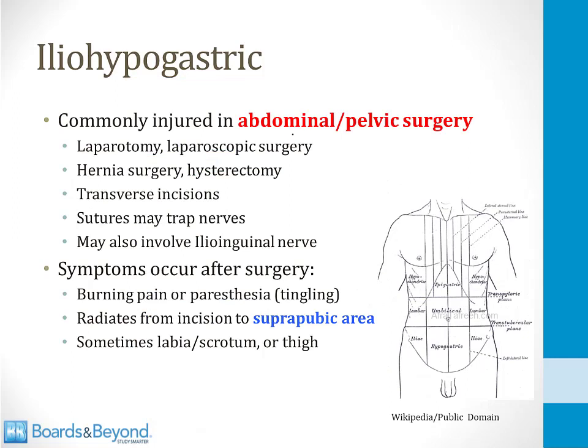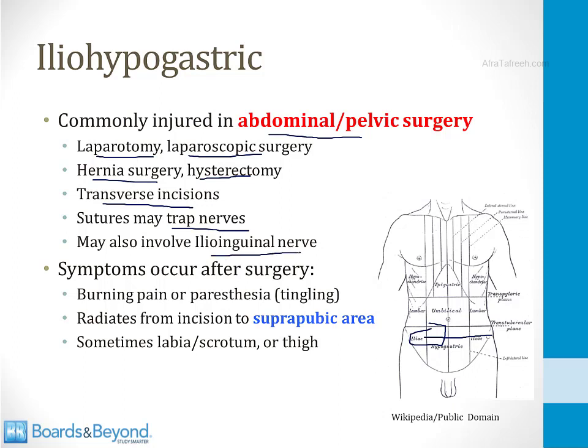This nerve is commonly injured in abdominal or pelvic surgical operations. For example, it can be injured in a laparotomy or a laparoscopic surgery. It can also be injured in hernia surgery or a hysterectomy. The reason this nerve is injured in these surgeries is because surgeons commonly make what's known as a transverse incision. That's an incision across the lower abdomen or pelvis like this. When this is done and the wound is sutured up at the end of the operation, the sutures can trap the nerves, especially at the edges around here, so the iliohypogastric can get injured on one side. In addition, the ilioinguinal can also be injured as well.